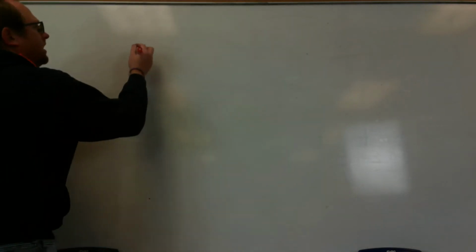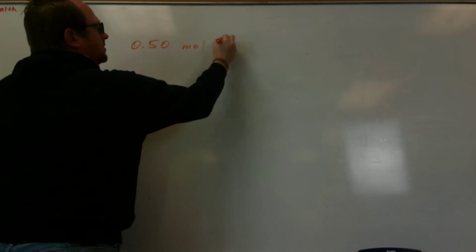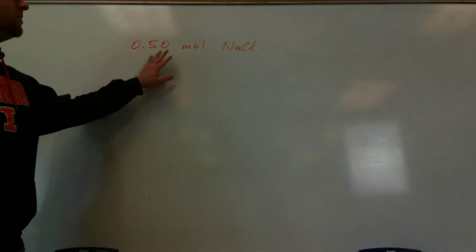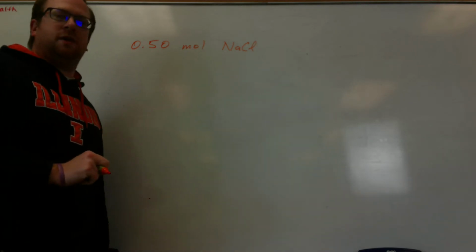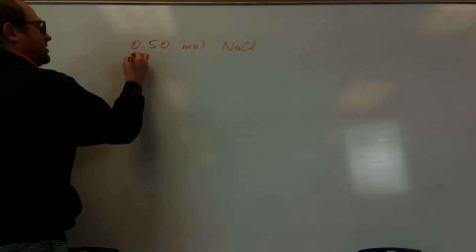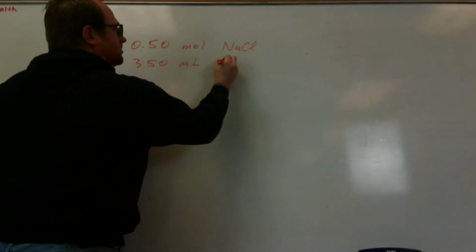So let's pretend that we have 0.5 moles of sodium chloride. Okay, let's say I have 0.5 moles of sodium chloride, and that's how much I put into my mixture. And I mix it all up, and we'll just use the volume I just looked at, 350 milliliters of total solution.